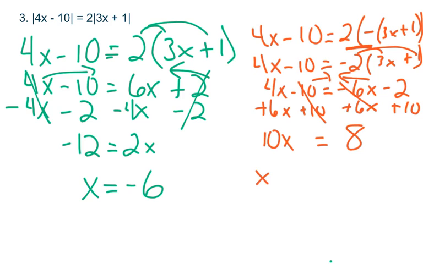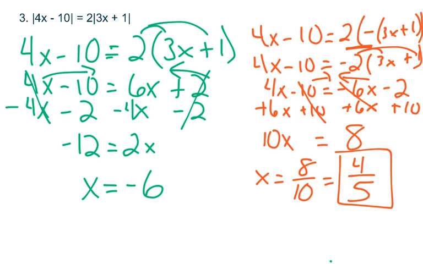Divide both sides by 10. x is equal to 8 tenths. 8 tenths can be simplified. That would be 4 over 5. So 4 over 5 and negative 6 are your answers for this problem.